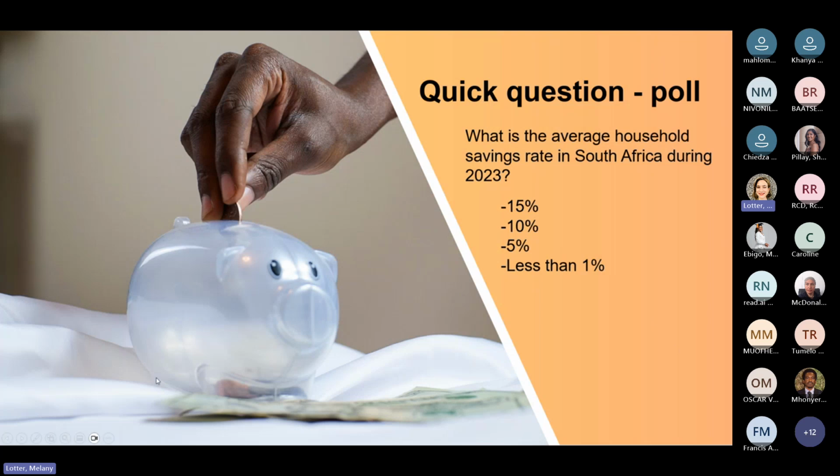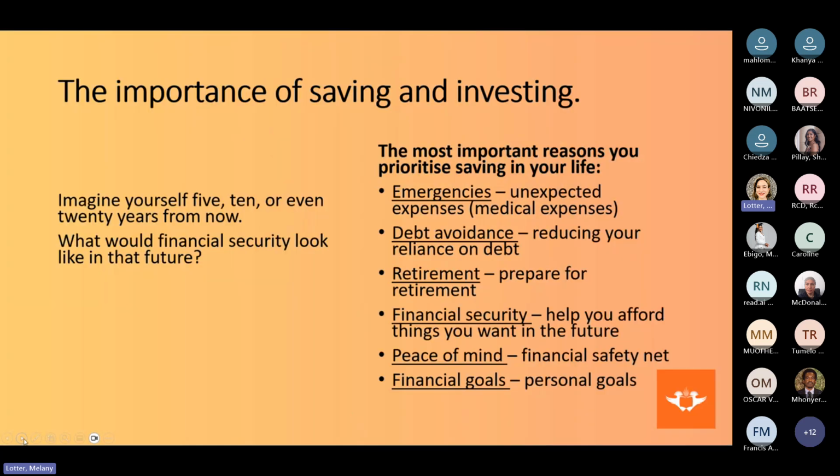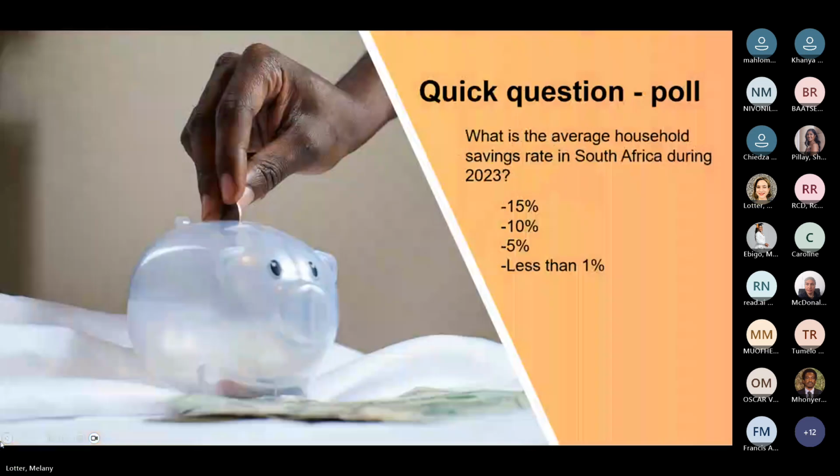In South Africa, it's actually not a good picture. The average household savings rate is less than 1%. That was in 2023, and it has even dropped at the beginning of 2025. So although the gross savings rate is 13%, the household savings rate is less than 1%. And this includes compulsory savings like pension and provident funds. So the reality in South Africa is that we do not have a good savings culture. But that doesn't mean it has to be yours, and you can change it.